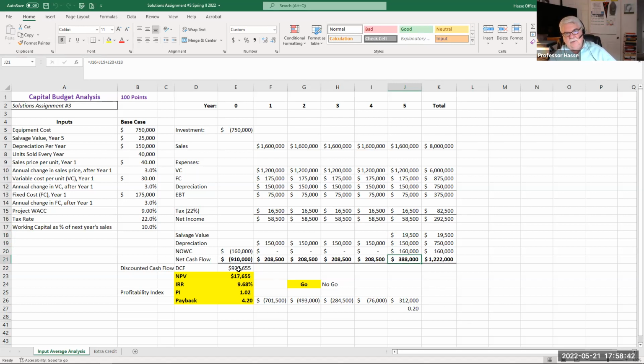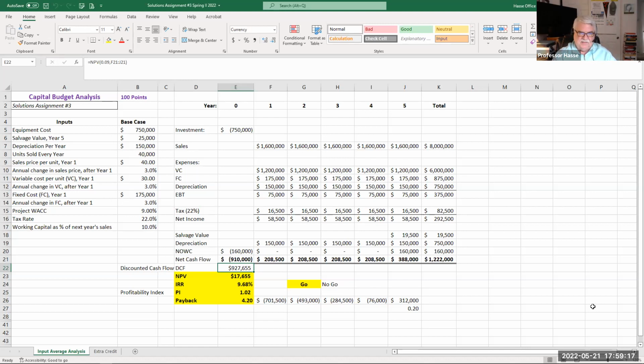$1,222,000. That $1,222,000 over the 5 years is discounted back at our project WACC of 9%. And there's the calculation in the cell, taking the NPV at 9% from years 1 through 5. It ends up to be $927,655 of discounted cash flow in the year of the investment. Thus, our net present value is the difference between that $927,655 and the $910,000 investment.